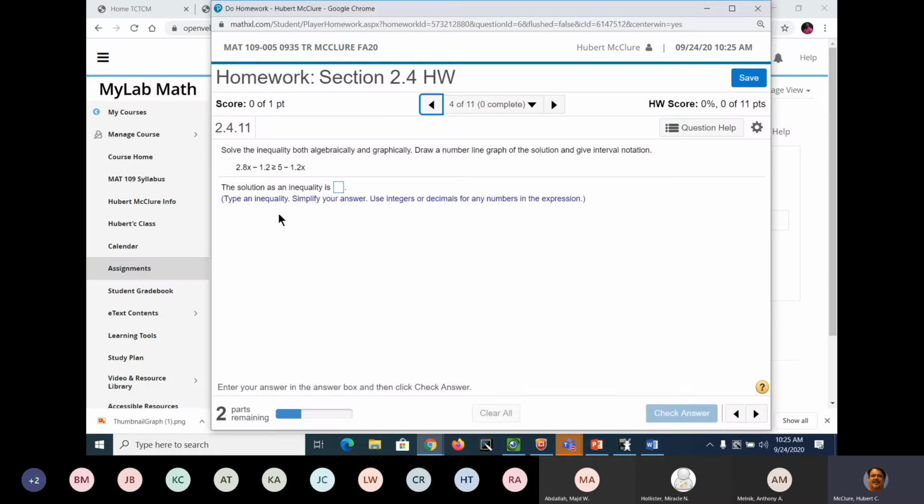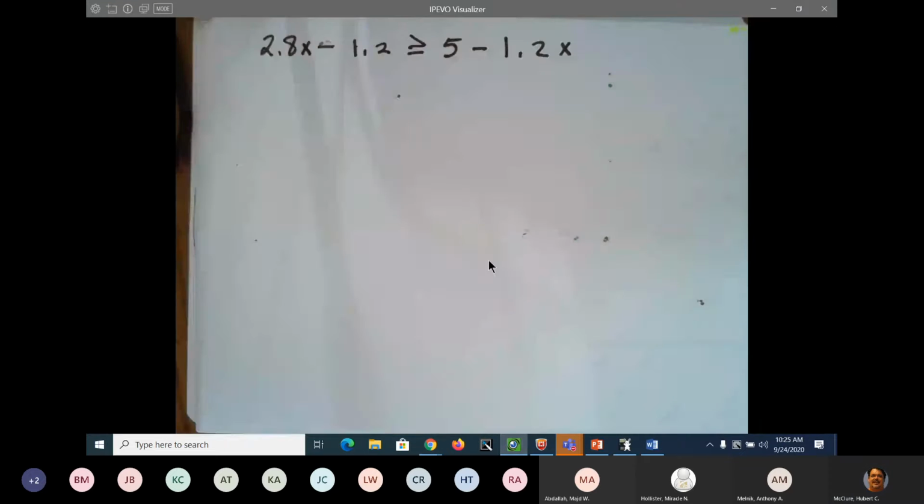All right, so let's go ahead and look at this one. I'll write it on my sheet: 2.8x minus 1.2 greater than or equal to 5 minus 1.2x. Does anybody have any clue on what I'm going to do before I even start this problem? Anybody?